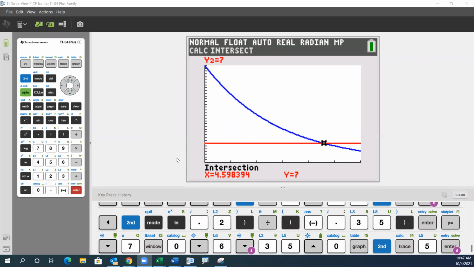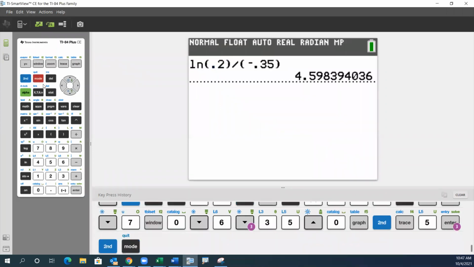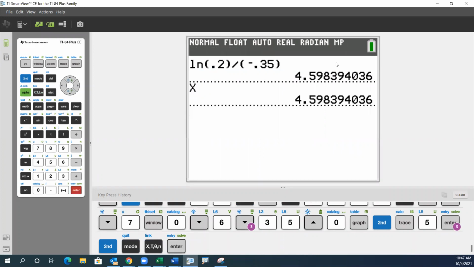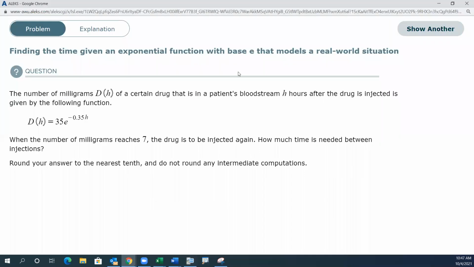Hey, that number looks kind of familiar. If I go back to the main screen and I type X, because that number is temporarily stored there, I get the exact same thing. Okay, so I've solved it multiple ways. I can double check my work and make sure that I'm doing it right. You should too.